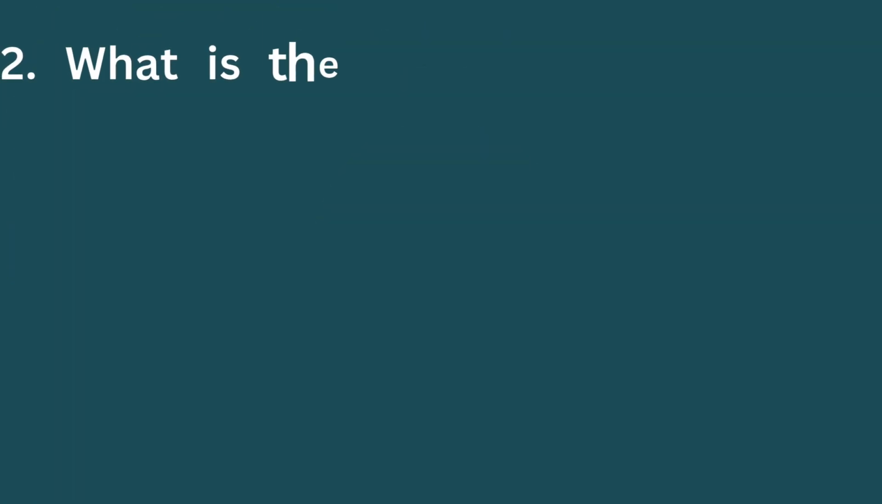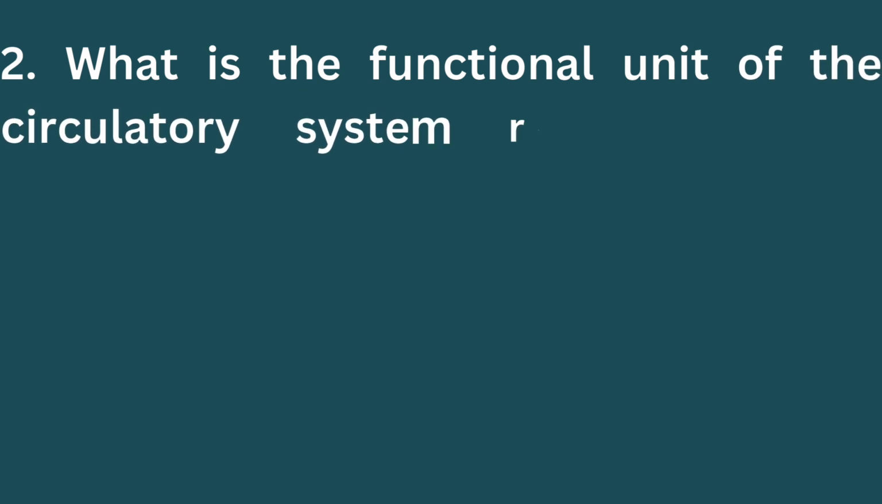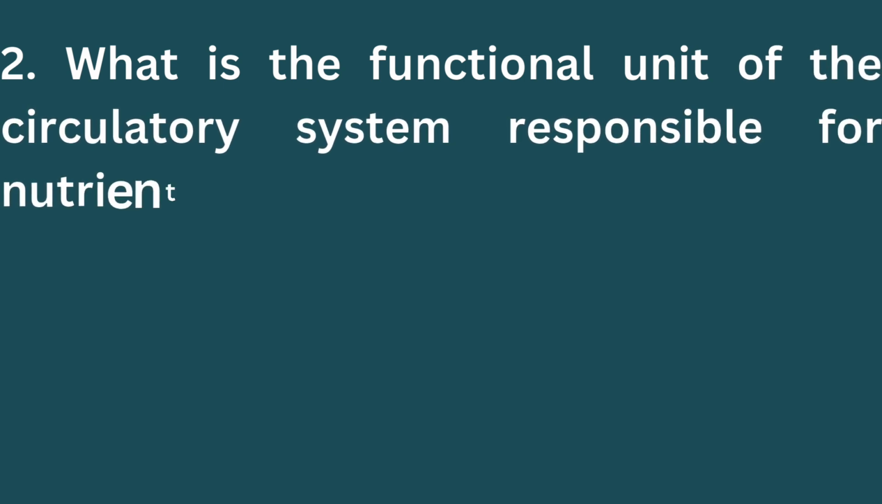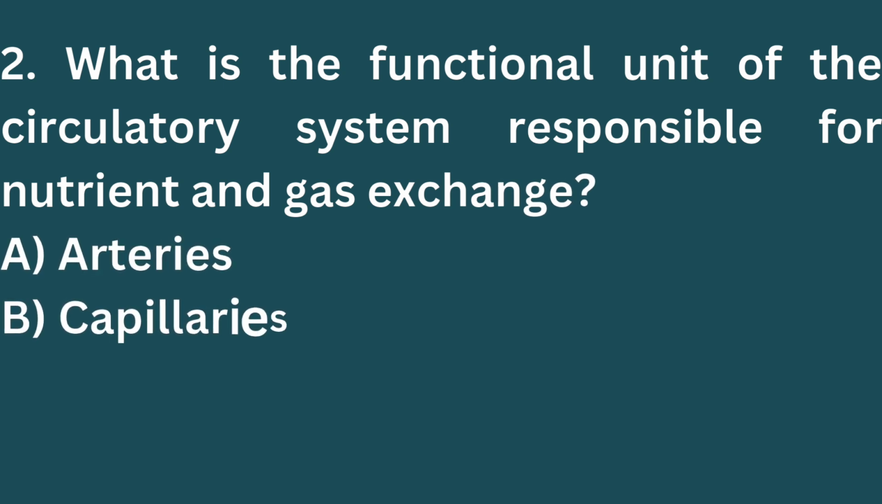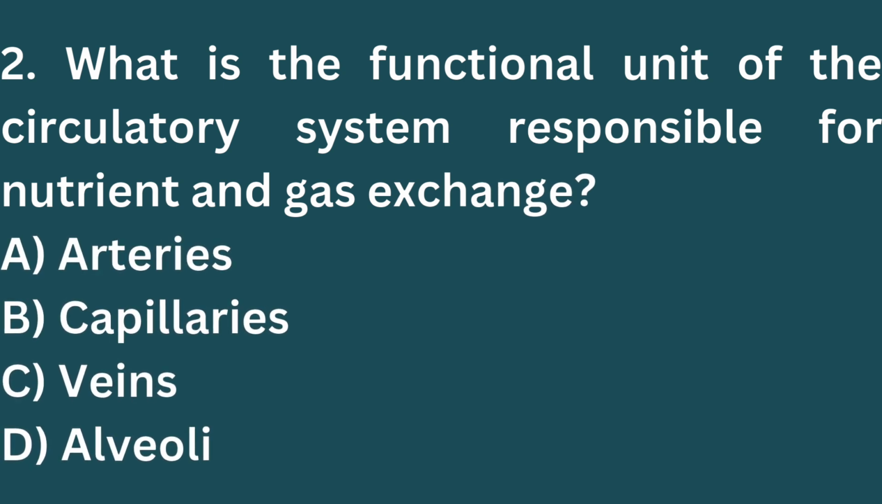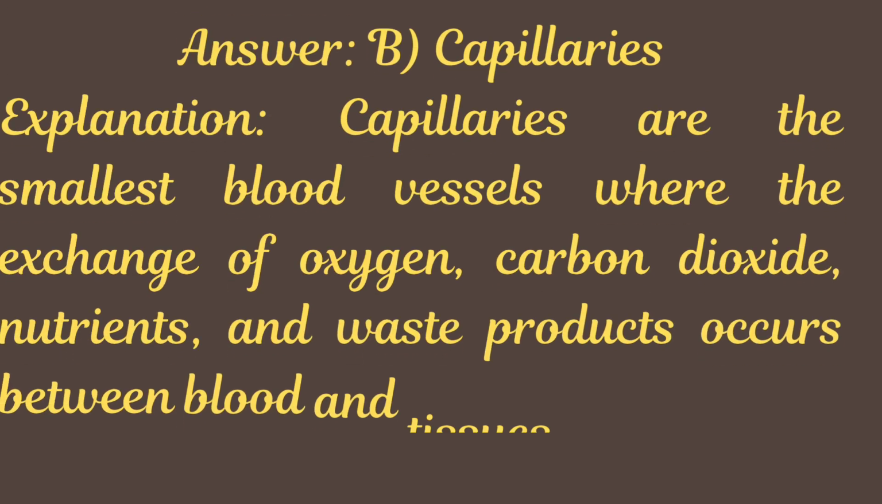2. What is the functional unit of the circulatory system responsible for nutrient and gas exchange? A. Arteries. B. Capillaries. C. Veins. D. Alveoli. Answer: B. Capillaries. Explanation: capillaries are the smallest blood vessels where the exchange of oxygen, carbon dioxide, nutrients, and waste products occurs between blood and tissues.